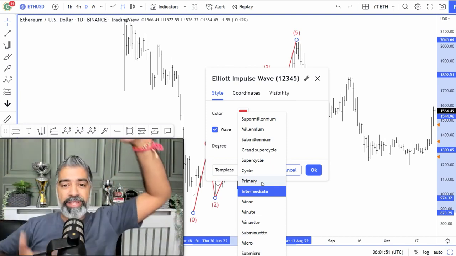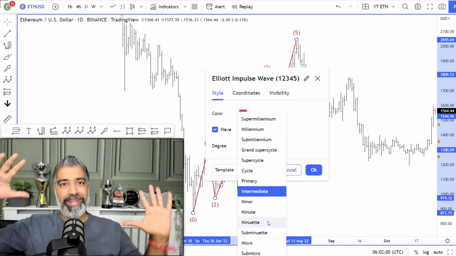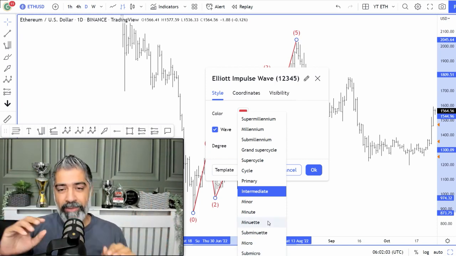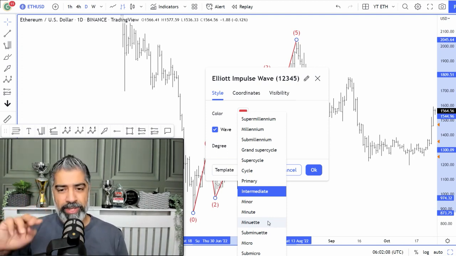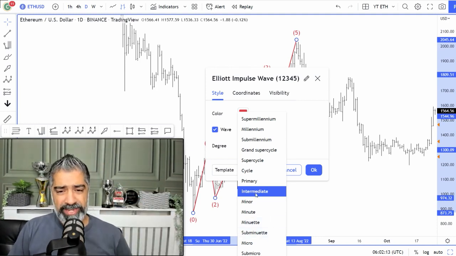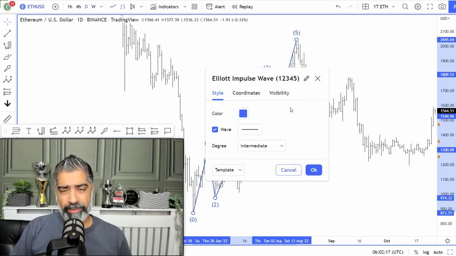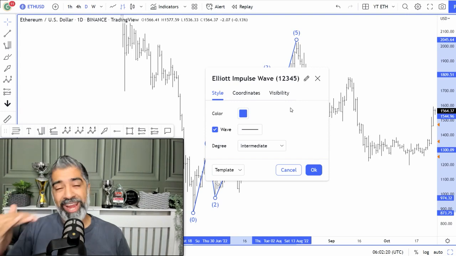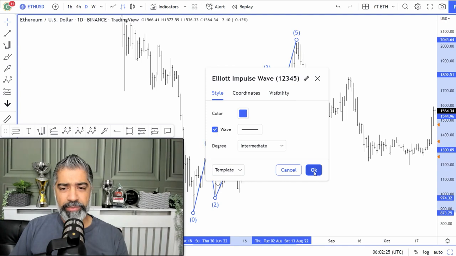Basically, there's a lot. Basically, you can go to how many levels here? It's 1, 2, 3, 4, 5, 6, 7, 8, 9, 10, 11, 12, 13, 14, 15 degrees of counts. In other words, waves within the waves within the waves. You only really need 2, maximum 3 for it to be useful and practical. So what we're going to use for our larger degree count is we're going to use the intermediate. We'll keep the larger degree blue because we're going to do one more wave count. We're going to change the color so we can really differentiate between the two. And then once we're happy with it, we just click OK.